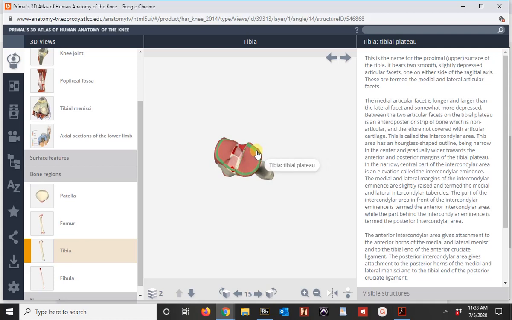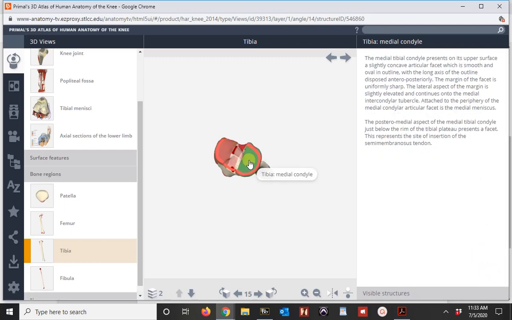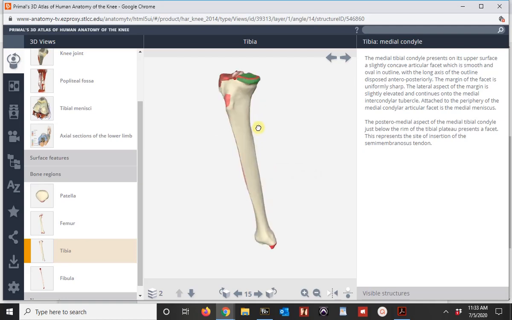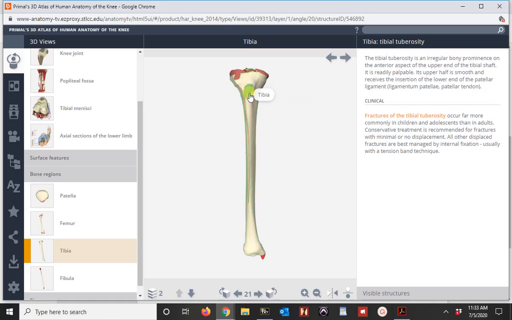These are called plateaus, the tibial plateau. I don't think you need to memorize that for your bones, but you do need to understand that these condyles are the smooth surfaces that connect in the knee. And once again, here's the tibial tuberosity, the rough area where muscles connect.